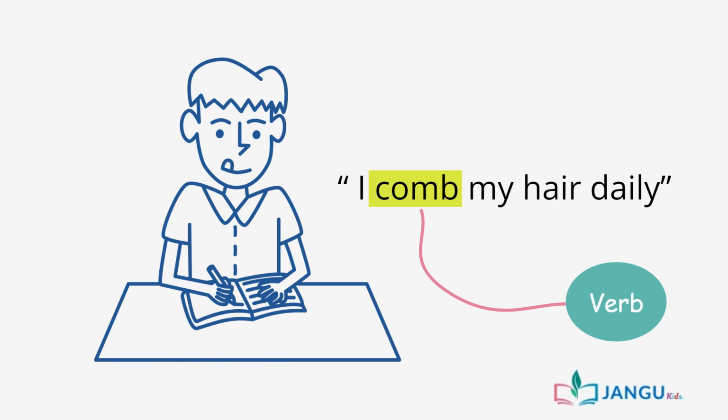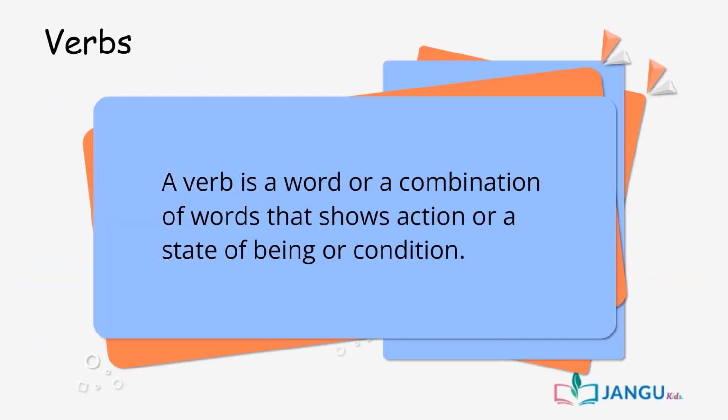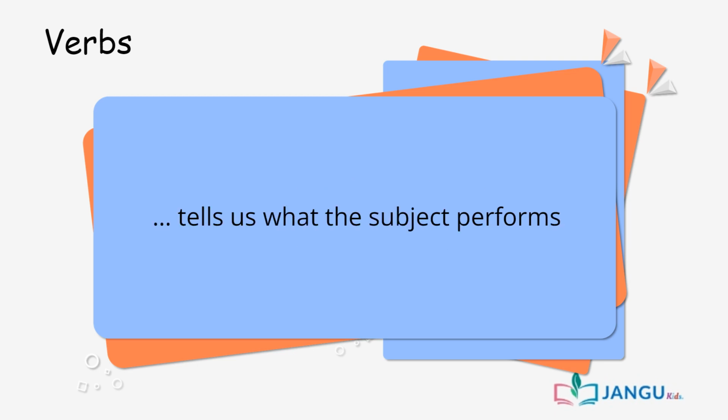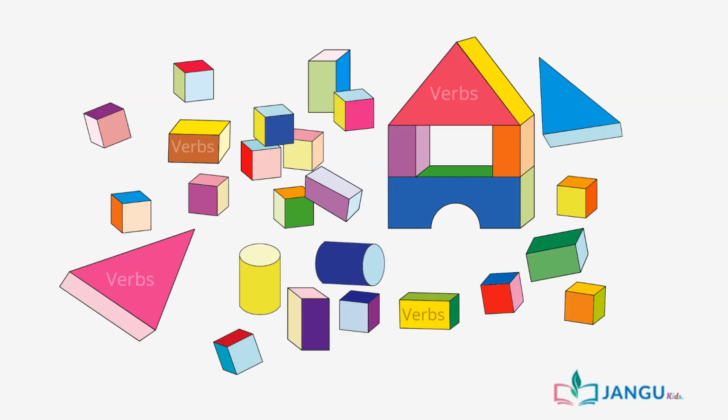Well, if you have, you have used a verb before. A verb is a word or a combination of words that shows action or a state of being or condition. A verb is the part of a sentence that tells us what the subject performs and is the heart of English sentences. Verbs are very important in grammar, and we actually use many different types of verbs when we talk about what things do or how things are.